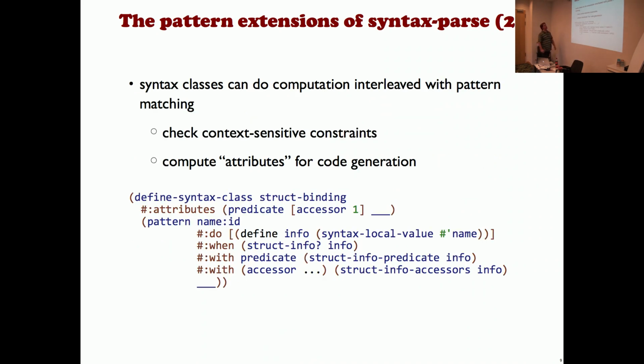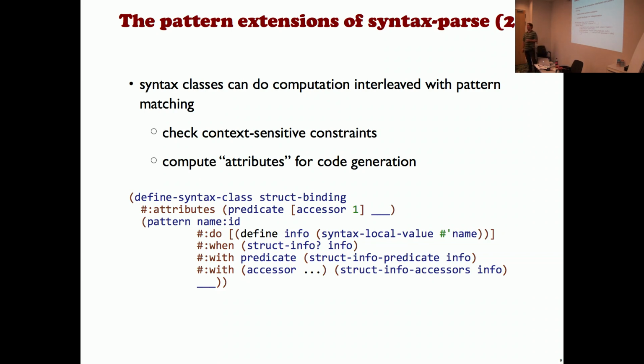One other thing that syntax-parse adds, syntax classes give you the ability to interleave computation with pattern matching. You can use this to do context sensitive or other kinds of just predicate checking. You can also use it to compute things that will be useful for producing code later on. So I said we have a struct binding syntax class. We can look it up in the environment, make sure that it's actually bound to a struct name, go and fetch the predicate and accessor so that the macro can use those later on. So here's computation, here's some predicate checking, and here's some attribute computation.